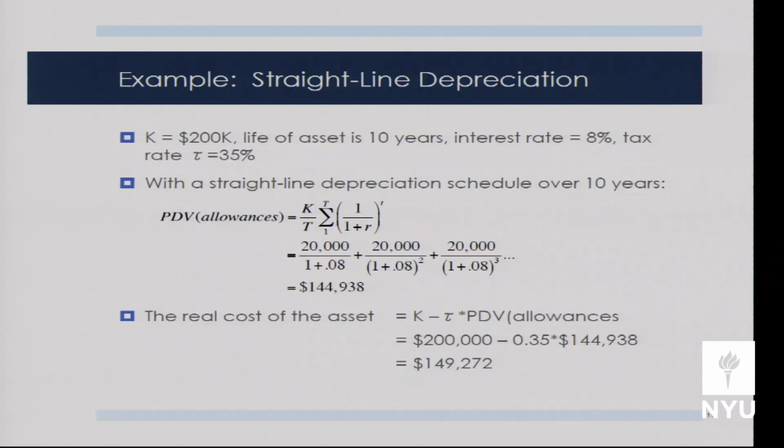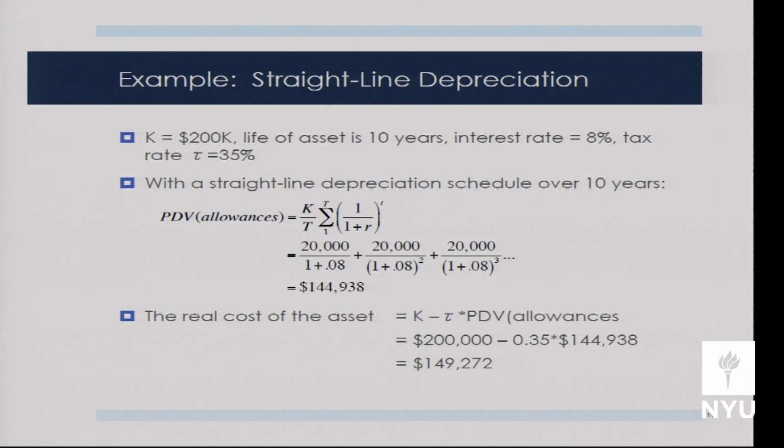Okay, let's do a couple calculations. Let's imagine we're buying a $200,000 piece of equipment. K is just the value of the piece of capital. It's $200,000. The true economic life of this asset is 10 years. The interest rate we're going to discount at is 8%, and the tax rate is 35%. So let's first do a straight line depreciation schedule for true economic depreciation. Let's say the IRS allowed you to take depreciation allowances according to straight line depreciation with a time horizon equal to the economic life of this asset. So that would be 10 years.